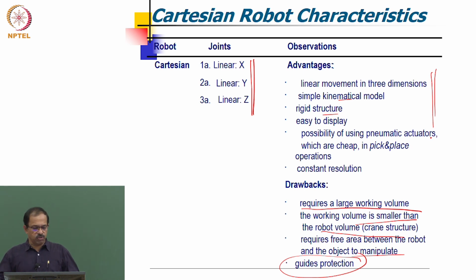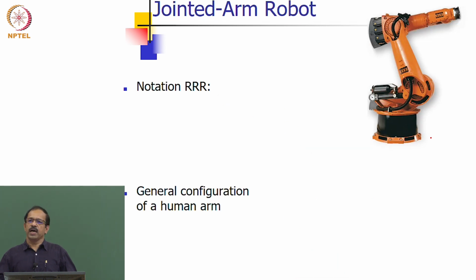All right. The next one is the jointed arm architecture, which is the most commonly used architecture, where all joints are rotary joints.